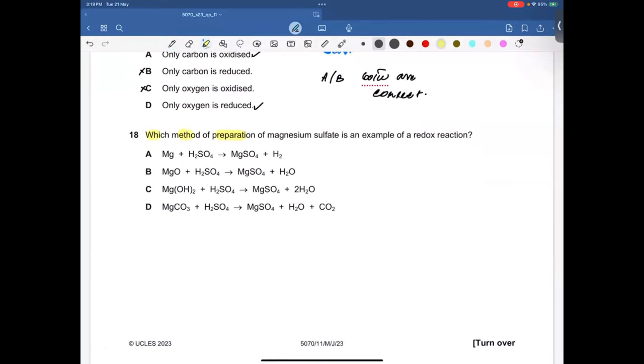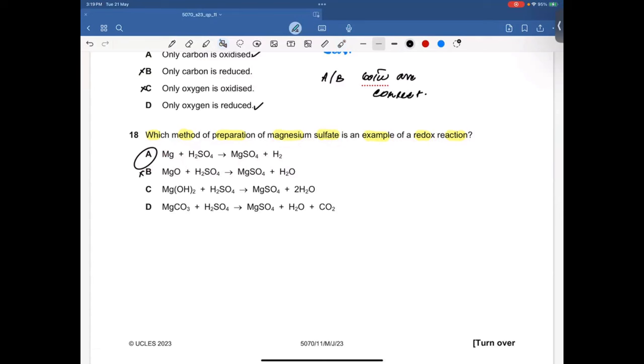Question 18. Which method of preparation of magnesium sulfate is an example of a redox reaction? Redox is a reaction in which oxidation and reduction take place simultaneously. And magnesium sulfate is a soluble salt, right? So in order to prepare a soluble salt, I will use magnesium reacting with sulfuric acid, which is given in option A. So I think A is going to be the right answer. That's a very simple question. And also it is redox.